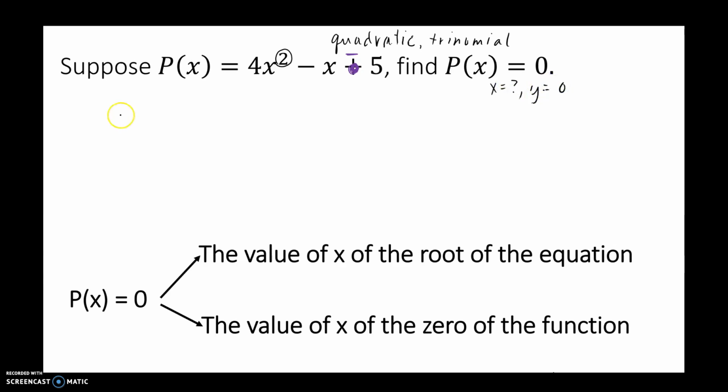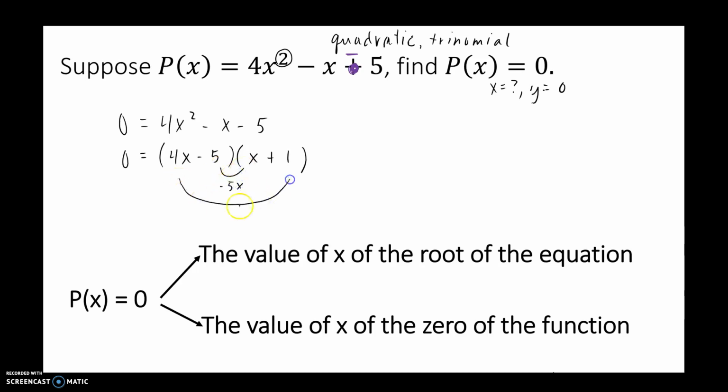Okay, so let's make that substitution. 0 equals 4x squared minus x minus 5. Just spent a really long chapter solving quadratics. So this is factorable. That's why I had to change that to a minus sign. Okay, factors of -5, and I need that to add to -1. So -5 plus 1. As a quick check, that gives me -5x. This gives me positive 4x. So that combines to my -1x. -5 times 1 is -5.